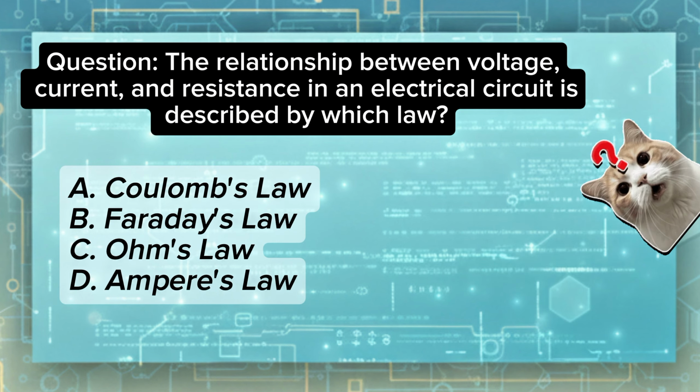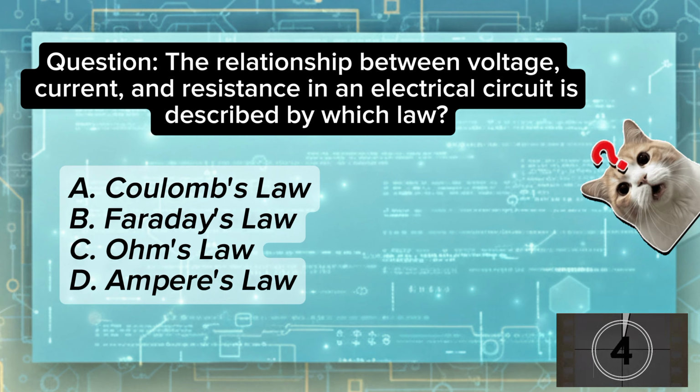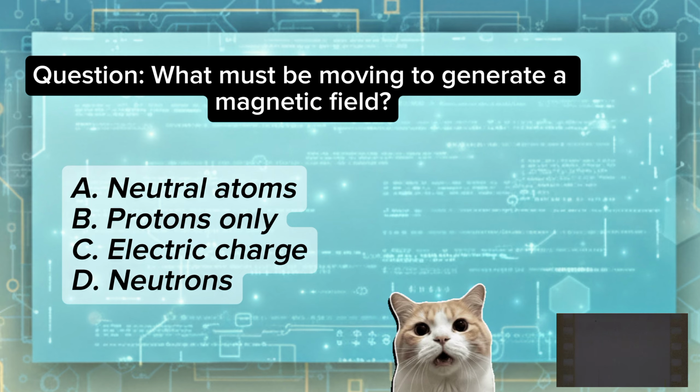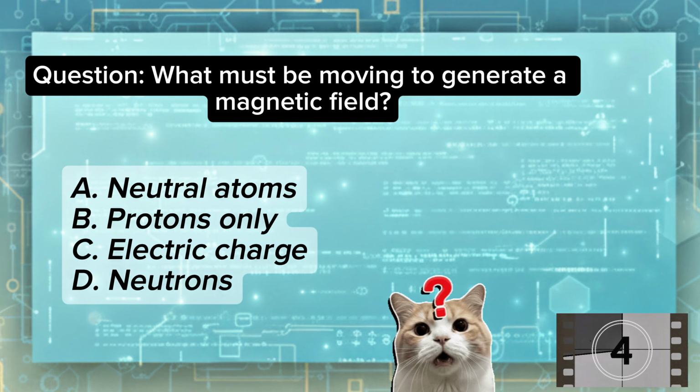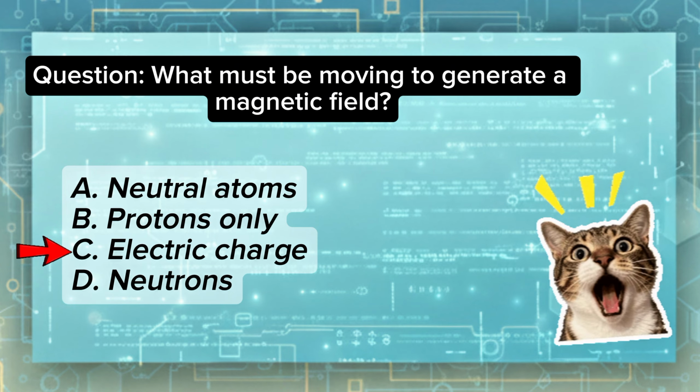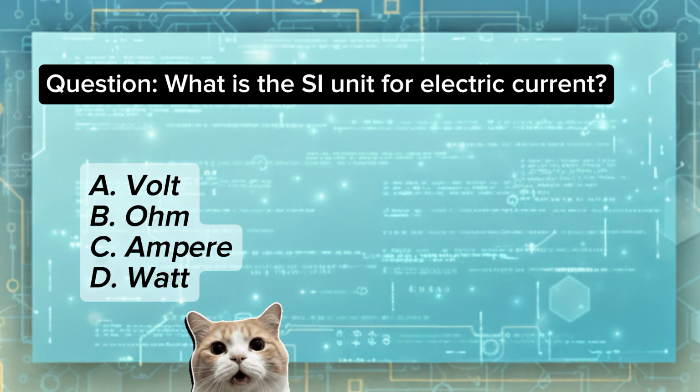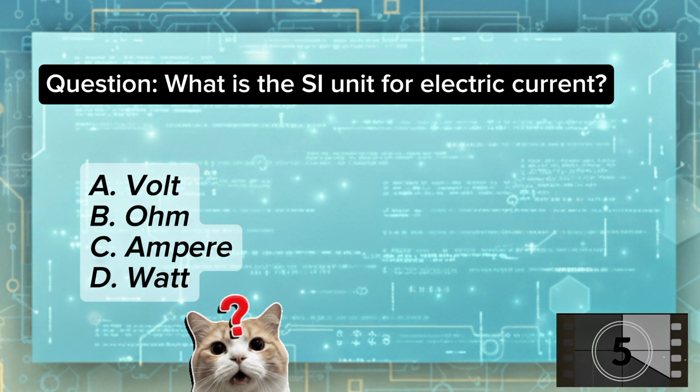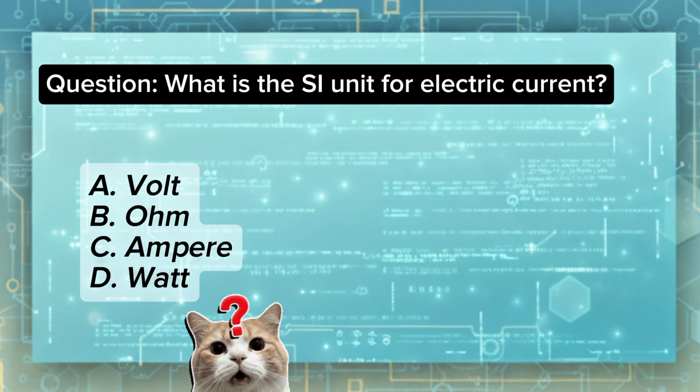The relationship between voltage, current, and resistance in an electrical circuit is described by which law? Answer: Ohm's law. What must be moving to generate a magnetic field? Answer: electric charge. What is the SI unit for electric current? Answer: ampere.